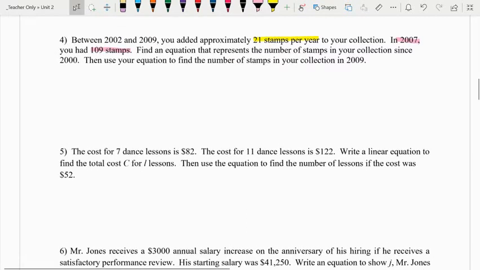So again, we have something per year. So this is talking about your slope. And 2007, 109 is really talking about a point, right? So our m is 21. And our point, you can look at this a couple different ways. I would just write it as (2007, 109).